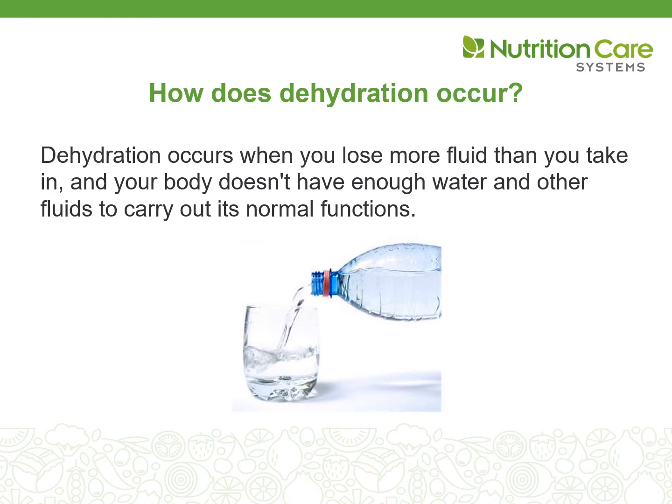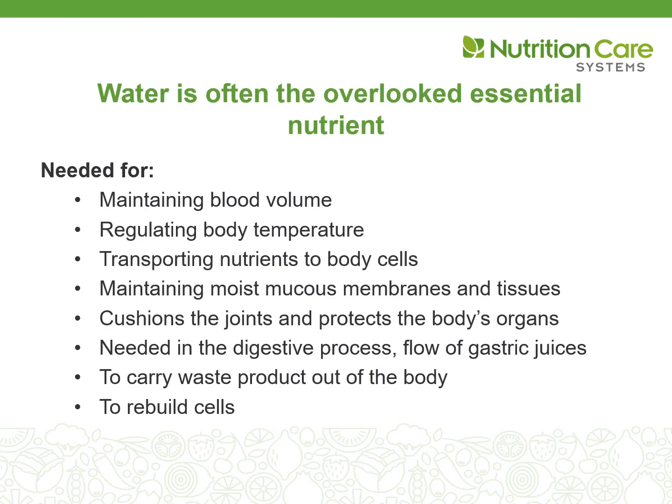How does dehydration occur? It occurs when you lose more fluid than you take in and your body doesn't have enough water and other fluids to carry out its normal functions. Water is often the overlooked essential nutrient. We must have water for maintaining blood volume, for regulating body temperature, for transporting nutrients to body cells, for maintaining moist mucous membranes and tissues, for cushioning the joints, and it also protects the body's organs. It's also needed in the digestive process, also to carry waste products out of the body and to rebuild cells.